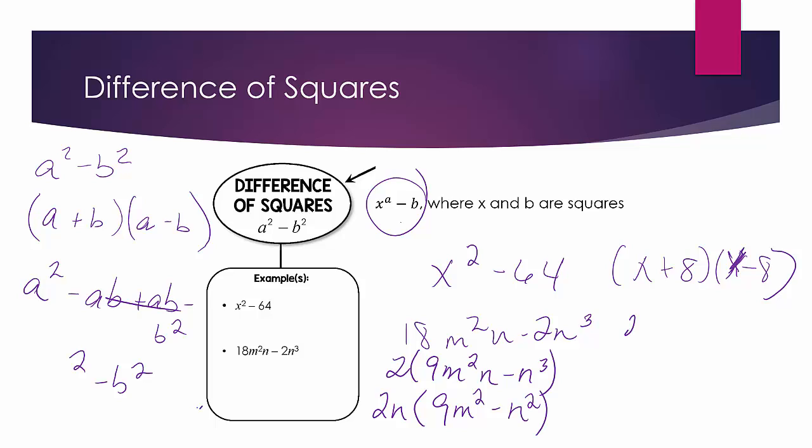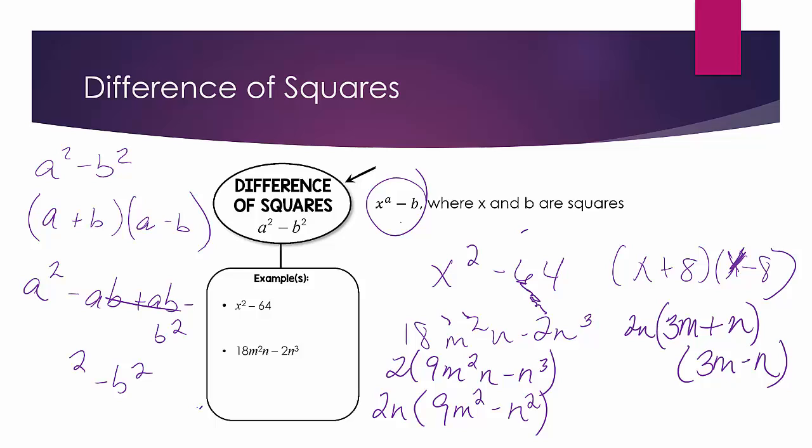We've got 2n times the square root of 9m squared, which is 3m, because the square root of 9 is 3, is what I meant to say. So 3m plus n times 3m minus n. And that is our answer.